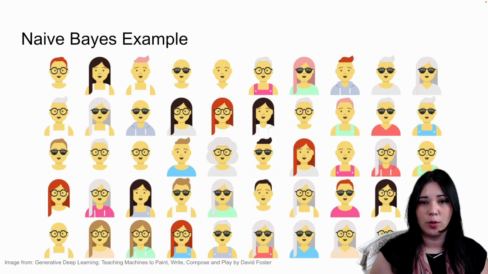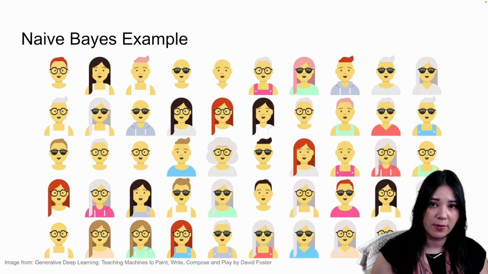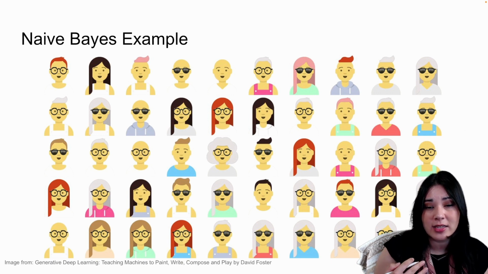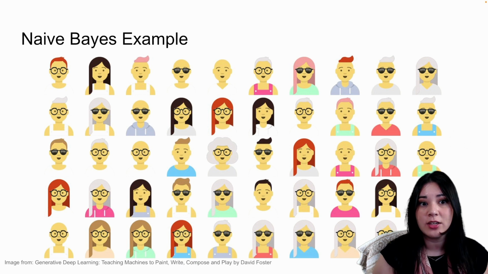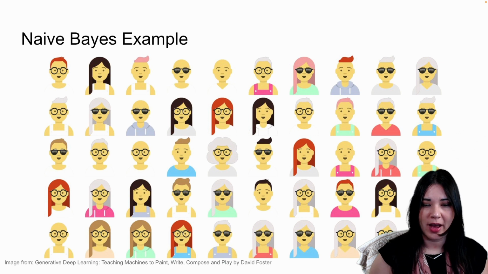In this example, we're going to look at a bunch of different faces. And these faces have a bunch of different features. You can wear glasses or sunglasses or no glasses. You can have different hairstyles, different colors, and different shirt styles. And we can use naive Bayes as a generative model here to create new faces. In order to do that, we have to learn a distribution of our data.